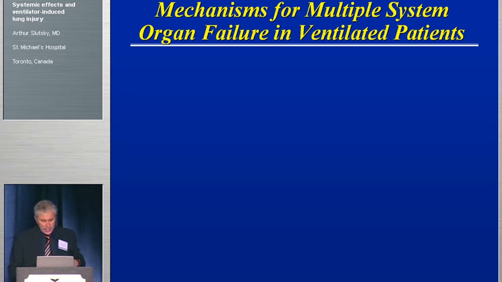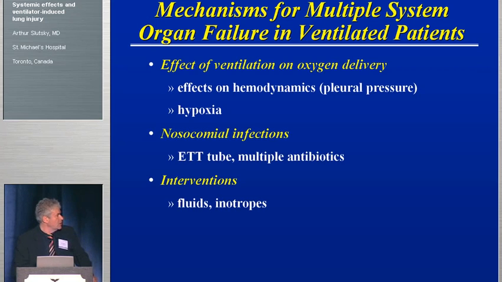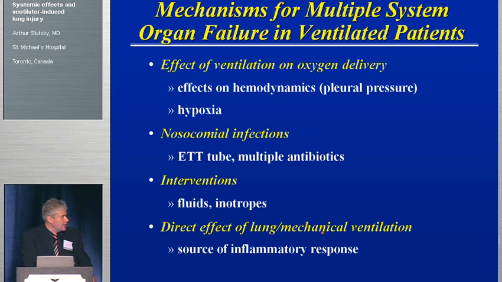Well, there's a number of possible mechanisms for organ failure in ventilated patients. We have an effect of ventilation on oxygen delivery. This has been known for well over half a century. The effects of changes in pleural pressure on hemodynamics. If we're not adequately oxygenating patients, you can get hypoxemia that can cause multiple system problems. We have endotracheal tubes, multiple antibiotics leading to nosocomial infections. We have various fluids and inotropes. Inotropes certainly can cause decreased perfusion to certain organs, can cause multiple system organ failure. What I'm going to focus on is the direct effect of the lung ventilator system, if you like, and looking at that as a source of mediators.